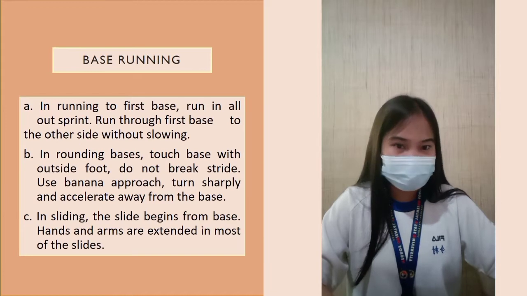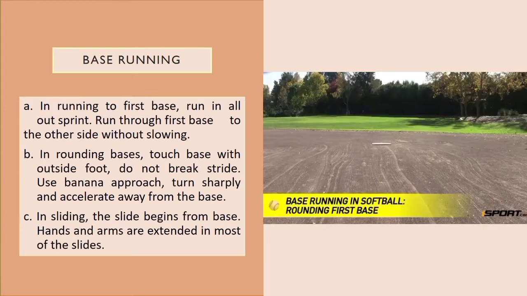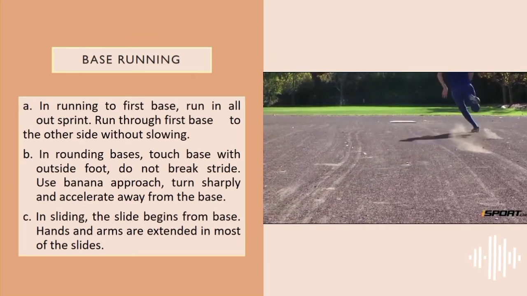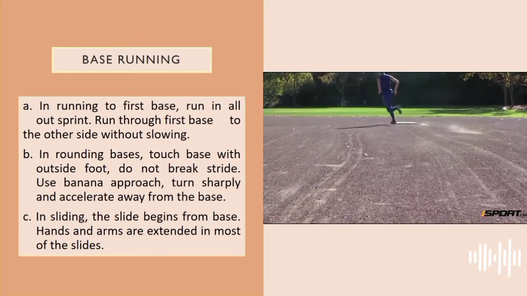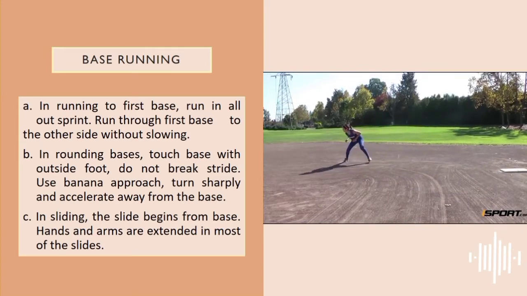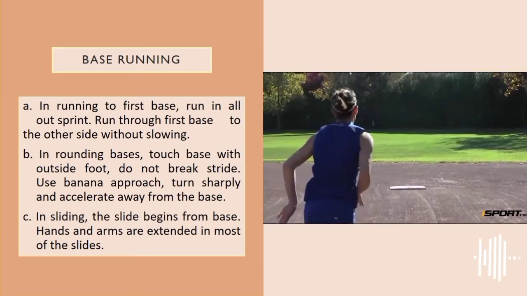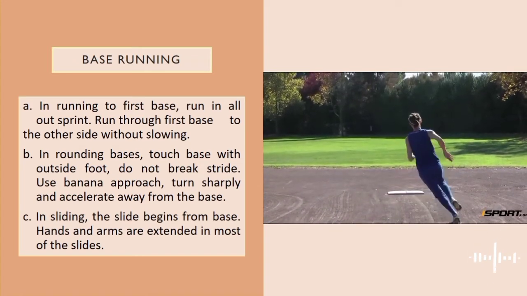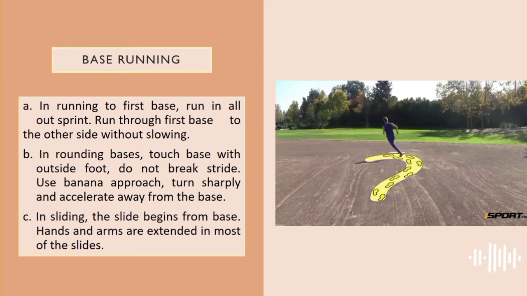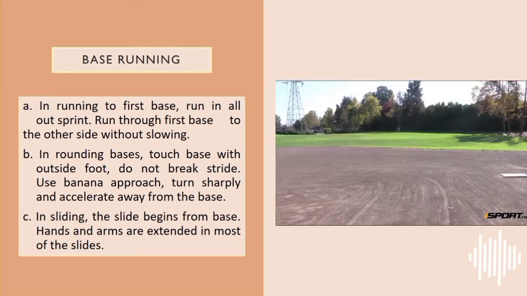Lastly, we have base running. A. In running to first base, run in an all-out sprint. Run through the first base to the other side without slowing. B. In rounding bases, touch the base with the outside foot. Do not break stride. Use a banana approach. Turn sharply and accelerate away from the base. Next, C. In sliding, the slide begins from the base. Hands and arms are extended in most of the slides.